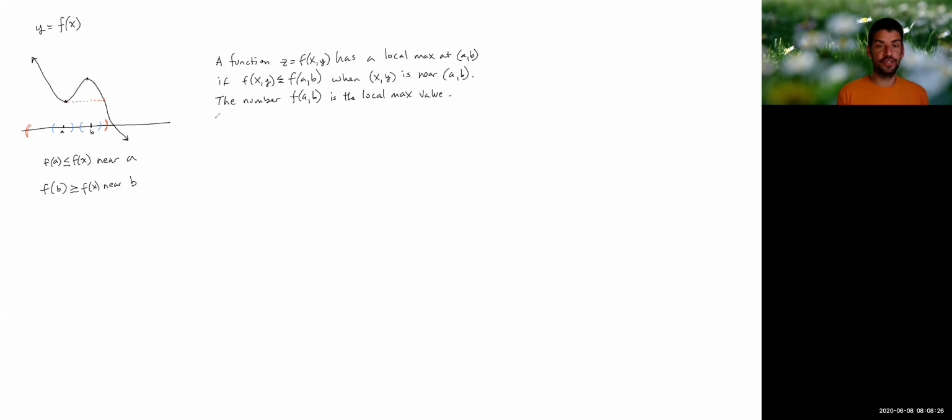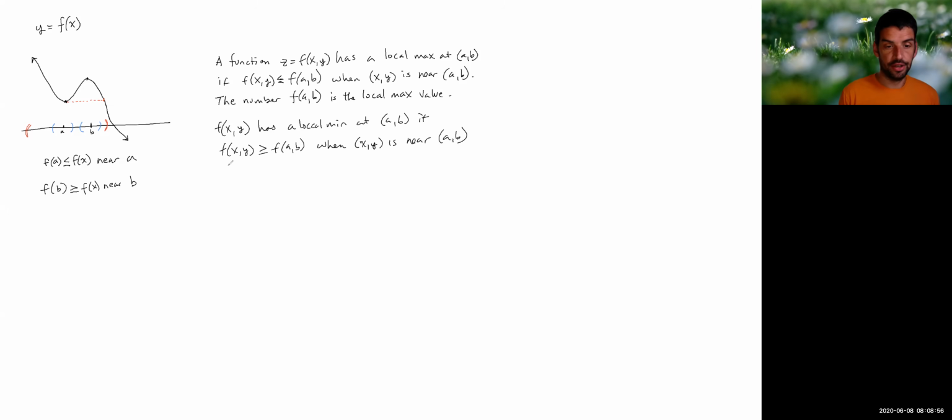And then we'll have a similar definition. We'll say f of x, y has a local min at (a, b) if the values of the function are greater than the values here when we're near there. Again, we have to define what we mean by near. And the same thing, we call f of a, b the local min value in this case.